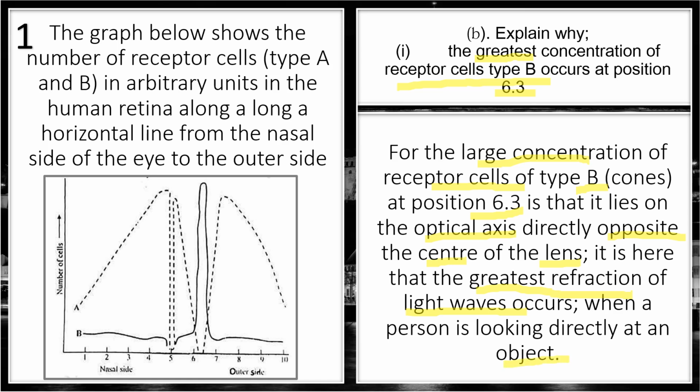So we are saying this part here, which has the highest concentration of receptor cells B, or what we are calling the cones, lies at the optical axis directly opposite the center of the lens, and it is where the greatest refraction of light waves occurs when the person is looking directly at an object.